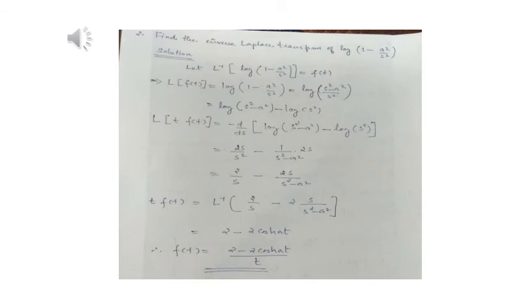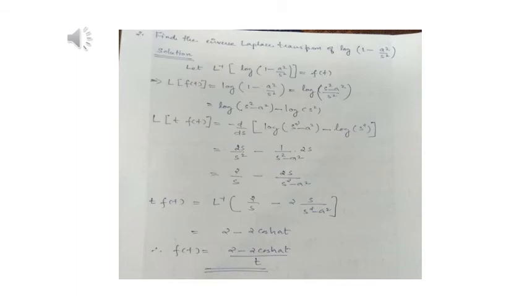That is 2 by s minus 2s by s square minus a square. Now we can take the inverse, that is t f of t is equal to L inverse of 2 by s minus 2 into s by s square minus a square. So L inverse of 1 by s is 1, so the first term is 2 into 1, which is 2, minus 2 into cos hat.